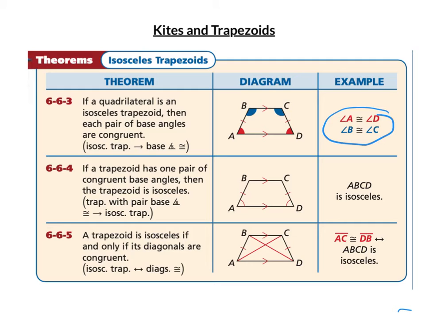Take a look at this last theorem and notice it says if and only if. Now it's been a little while, but if and only if is a biconditional. Remember that in a biconditional, the original statement is true as well as the converse is true if the biconditional is true. That means that this statement says two things. If a trapezoid is isosceles, then its diagonals are congruent. And if a trapezoid has congruent diagonals, then it is an isosceles trapezoid.